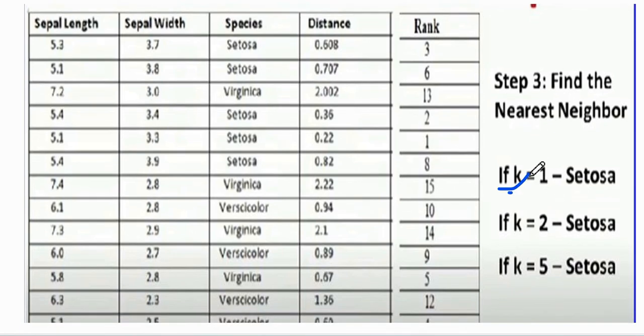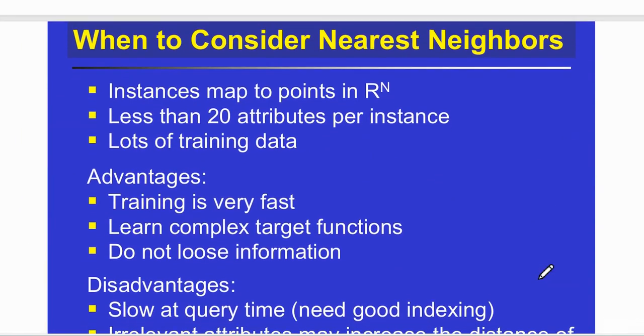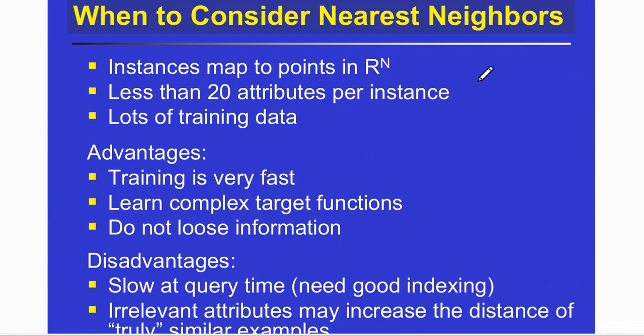For k equal to 1 it gives one class, k equal to 3 gives the same class, and if k equal to 5, I also get the same class only. So how we applied the previous data set, similarly we apply this algorithm to this data set also. Here the point is when we are considering nearest neighbors: with less than 20 attributes per instance, then we consider KNN. A lot of training data may also be a reason to consider the KNN algorithm.